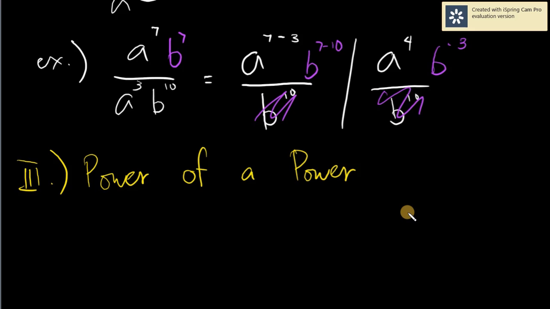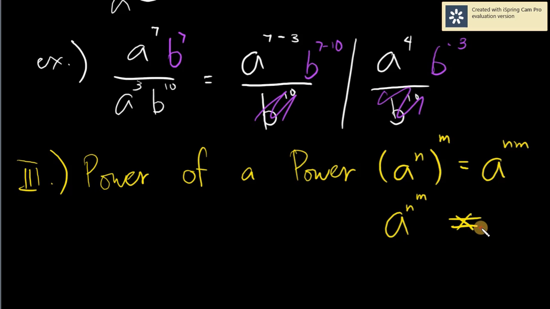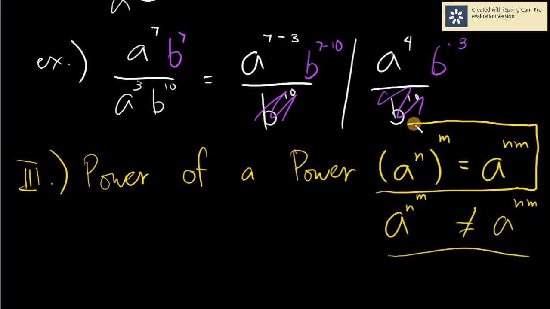Now, in this power of a power, you will have a given variable with an exponent, and you are raising that by another exponent. So the answer here would simply be the product of them. Okay? But this is very different from having it like this. This is not equal to a raised to nm. This is a different case, and this would be discussed later. So the power of a power only deals with this one kapag may parentheses.